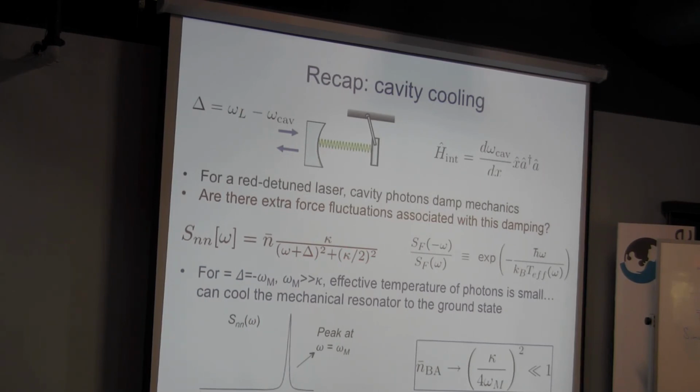So how do I get a lot of cooling? I want that optical damping. I want this effective temperature to be really small. I want the numerator to be small, the denominator to be big, lots of noise at positive frequencies.